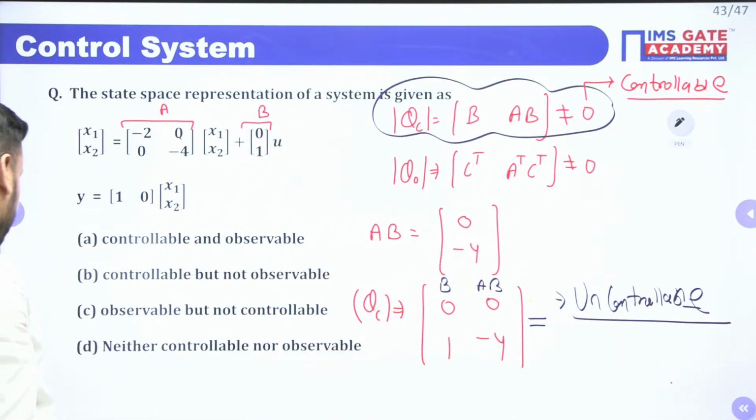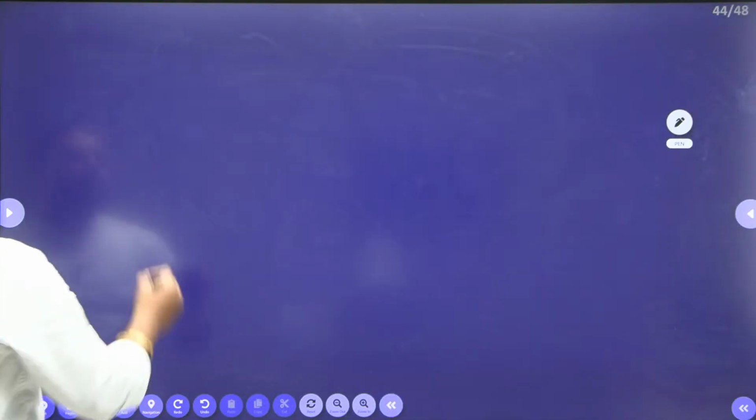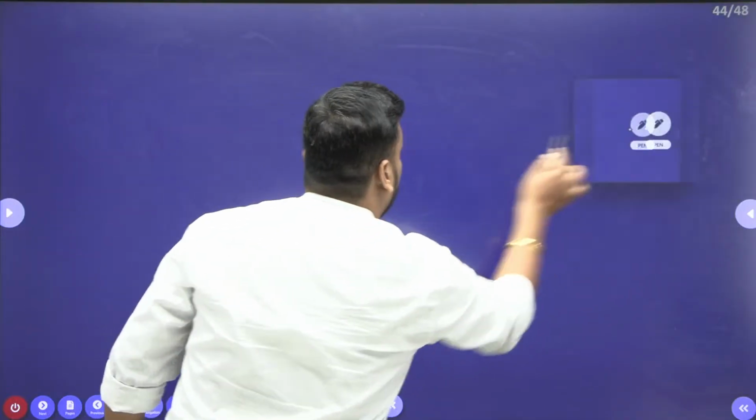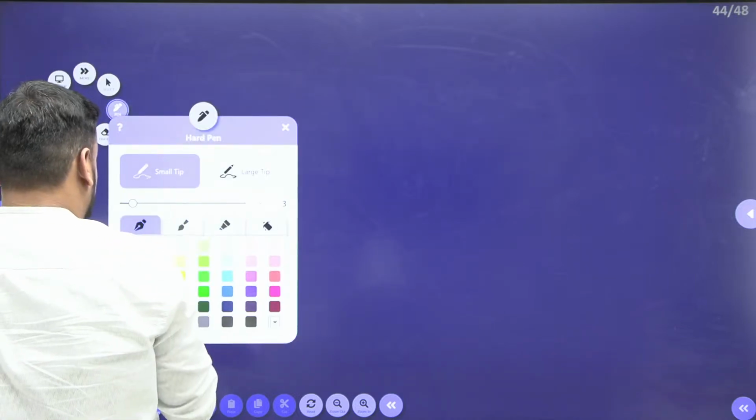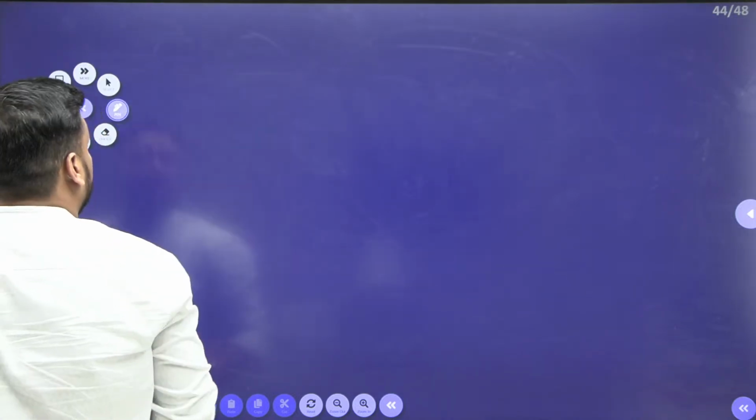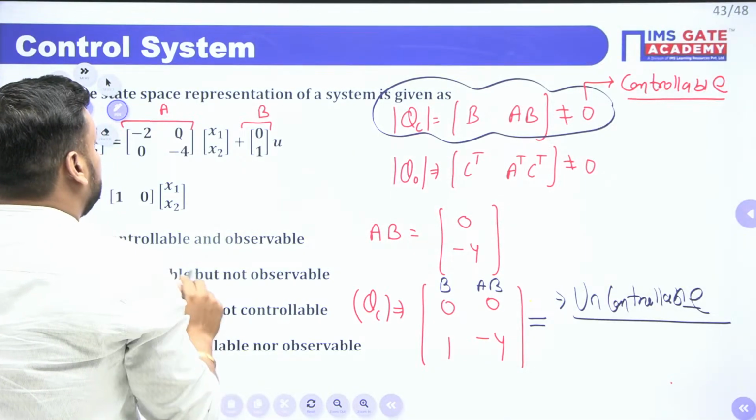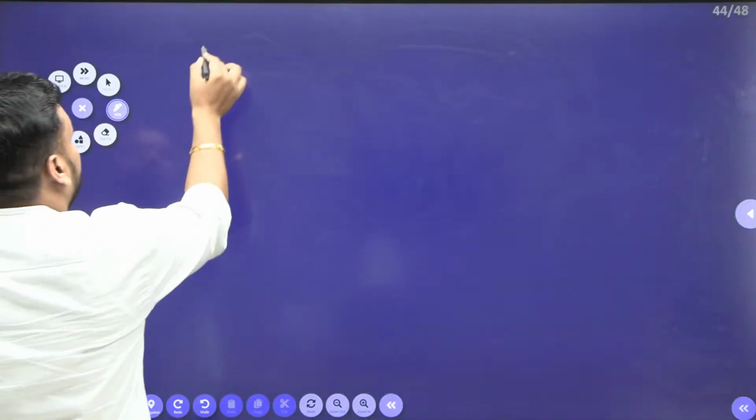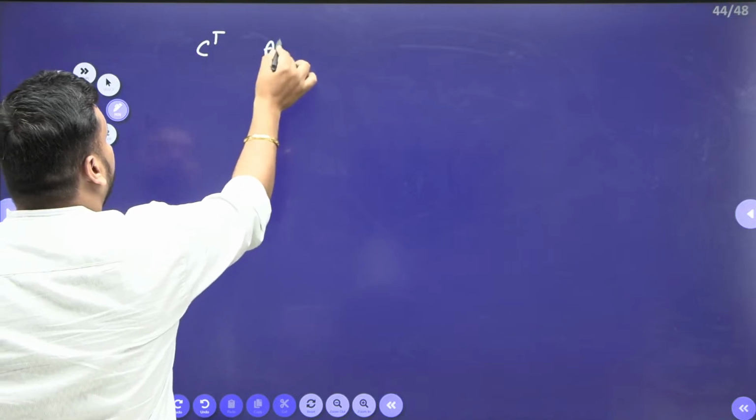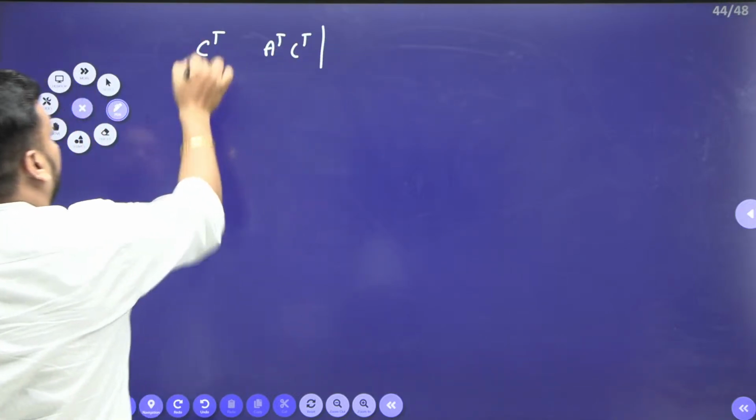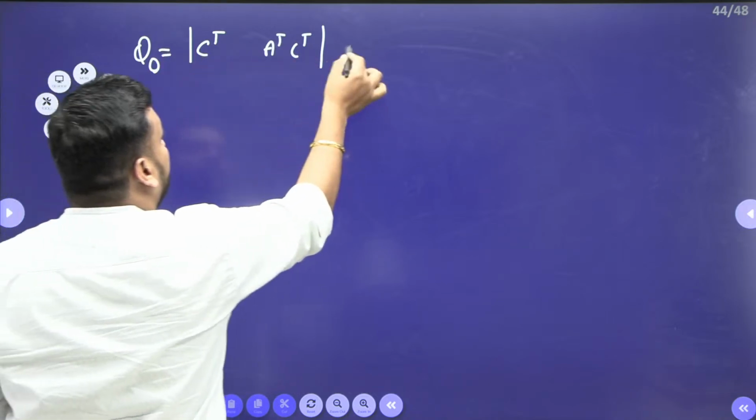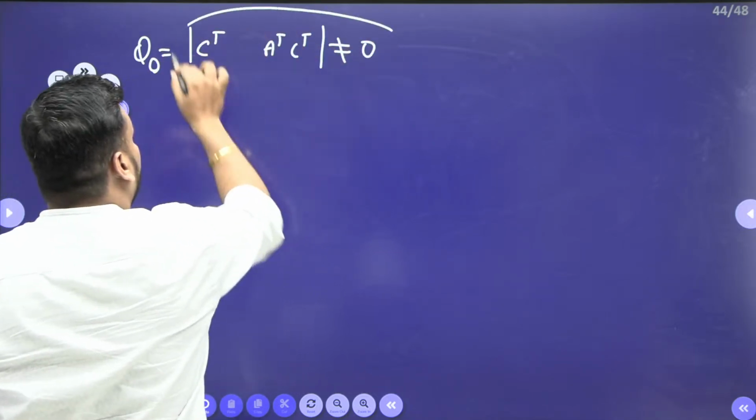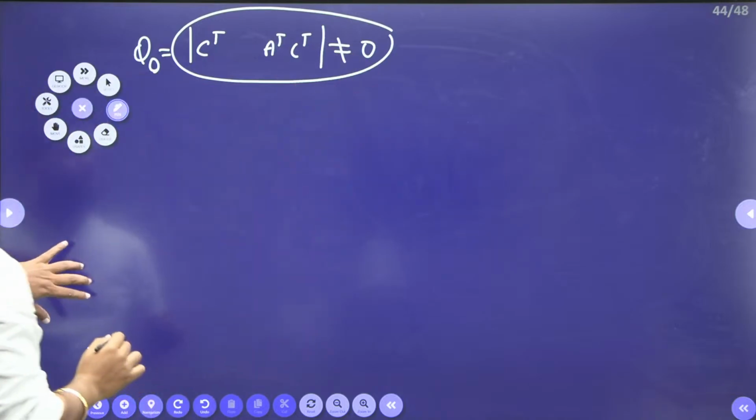I will provide you the trick also very soon. But here I will first solve this by the conventional approach. So the conventional approach says that here is CT, what is C? 10. So I am writing here CT, and ATCT I need to check the determinant, and if its determinant is not equal to 0, then only it will be observable. If it is equal to 0, then it will be unobservable.